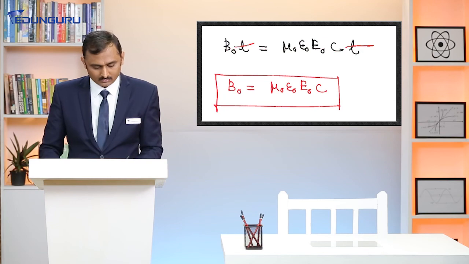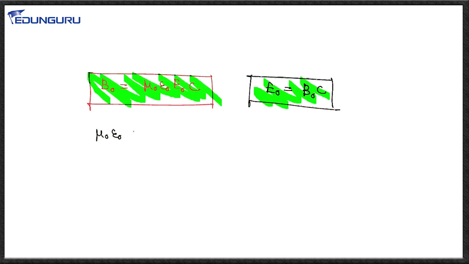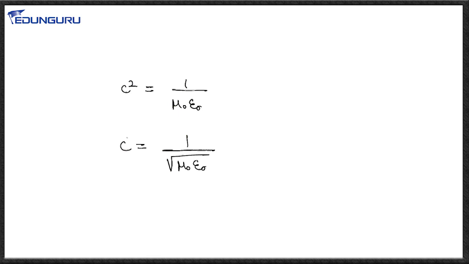Faraday's law was applicable when E naught was equal to B naught C. So from these two expressions, that is E naught is equal to B naught C, and from this equation B naught is equal to mu naught epsilon naught E naught C, with E naught being B naught C, right? Now from these two expressions, what we get is mu naught epsilon naught B naught C square is equal to B naught. This B naught cancels out. We have C square is equal to 1 upon mu naught epsilon naught, and this C is equal to 1 upon root of mu naught epsilon naught.